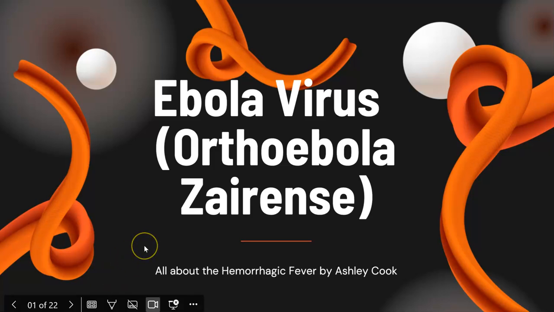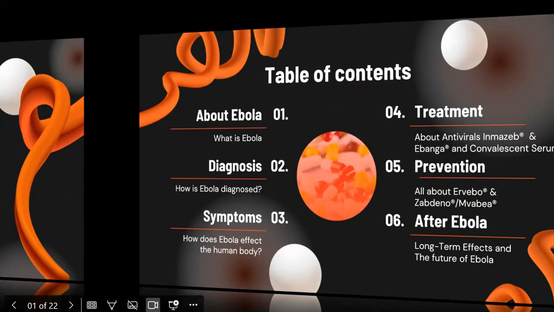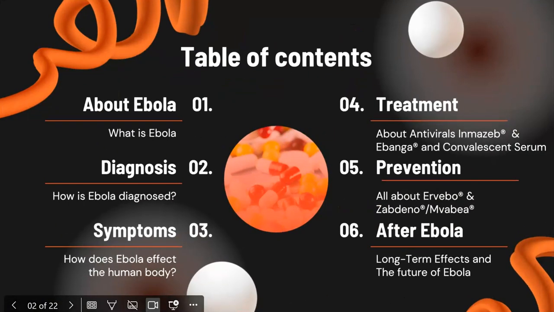Hi, my name is Ashley Cook, and I chose the virus known as Ebola, also called the Ortho-Ebola Zarians virus. I've always been fascinated by highly virulent deadly diseases, so that is why I chose this one. Here are the sections that I've covered about Ebola: the diagnosis, the symptoms, treatment, prevention, and what happens after Ebola.